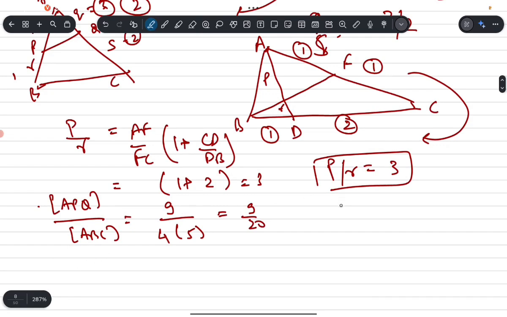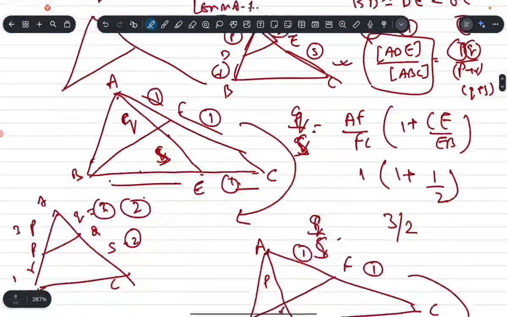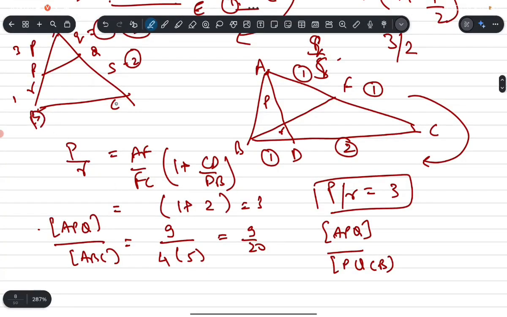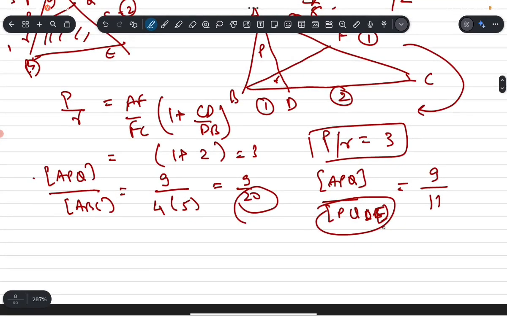Now we didn't have to find this. We had to find APQ by the quadrilateral, that is PQCB, if I'm not wrong. It's actually DE. Okay. Here we have marked it wrongly, so it's DE. So PQDE. What we'll do is, this is 9 already, so it's the ratio we're dealing with. So the total is 20. So the left out part, since the total is 20, this is the part that's left. This is 9. So this is going to be what? 11. The answer is 9 by 11. Okay. That's a great answer.